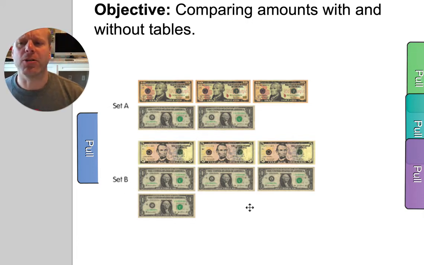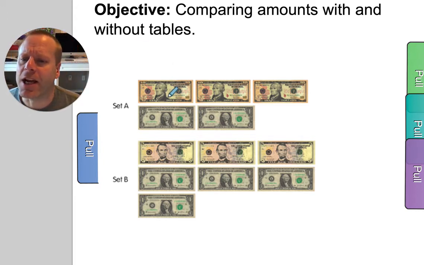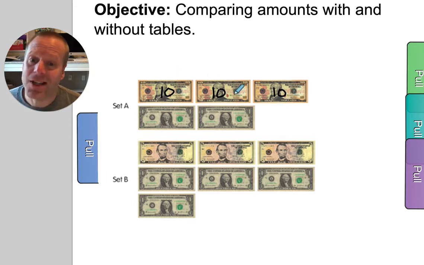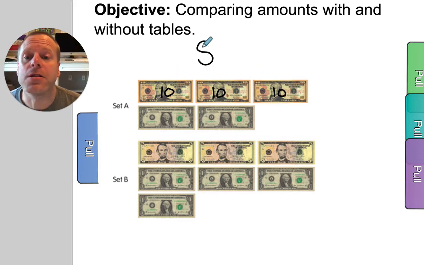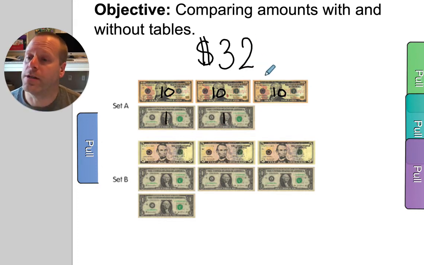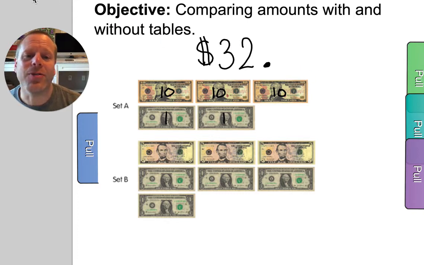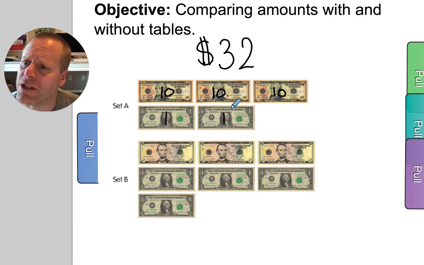I apologize if it looks a little blurry on the screen. Okay? All right. So as I'm looking at these, I always count my big bills first. Here's a 10. Here's a 10. Here's a 10. So I know right away I have $10, $20, $30. So I'm going to put a 3 in the tens place, 30. And then I have one and another one, $32, right? And I could put a decimal point if I wanted to and say, and no cents. But I do not need to do that, right? Because $32 is just fine.